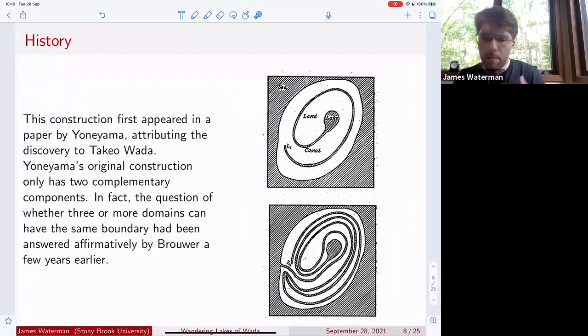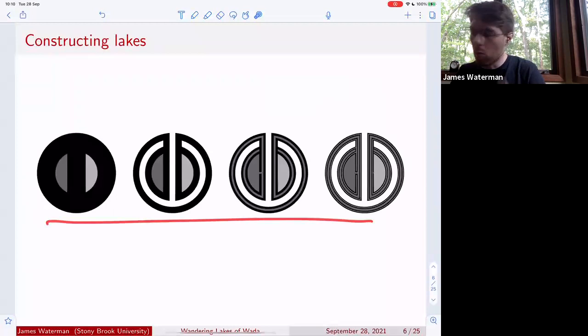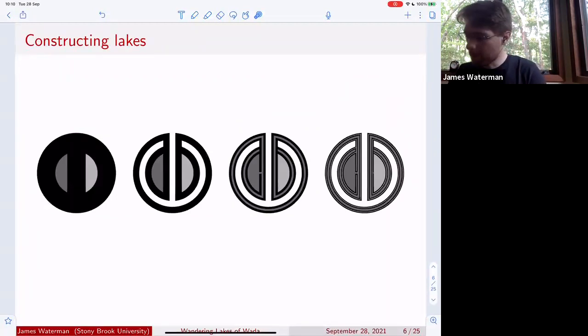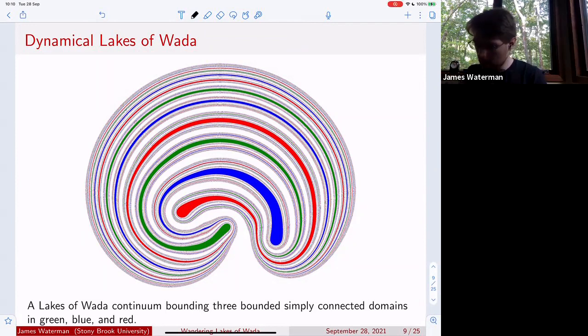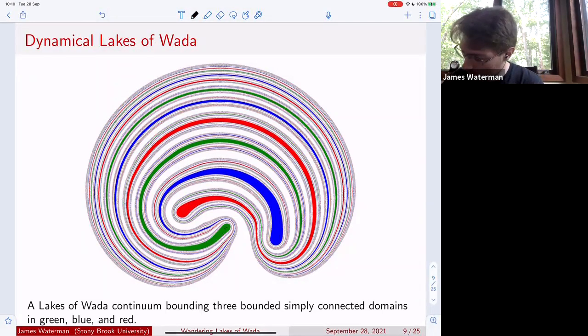So now we can ask, we have this construction, what does this look like in the limiting case? A possibility is that it looks like this. Here we have another example of a Lakes of Wada continuum that bounds three simply connected bounded domains that we have in green, blue, and red. Here is a simply connected domain, here is another, and the white, and they all have a common boundary, which is this Lakes of Wada continuum that bounds all these. So this is generally what such a set would possibly look like.